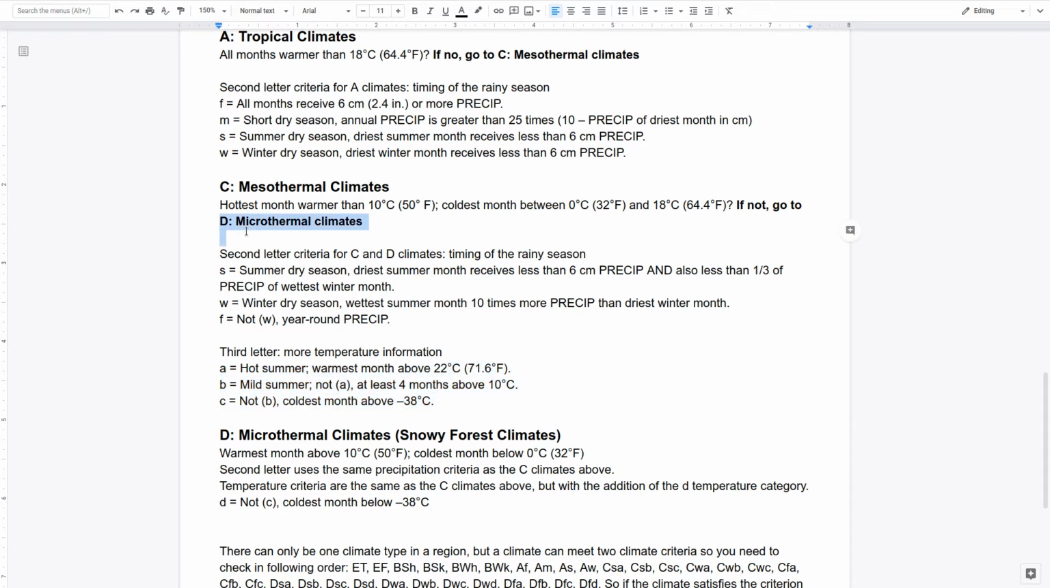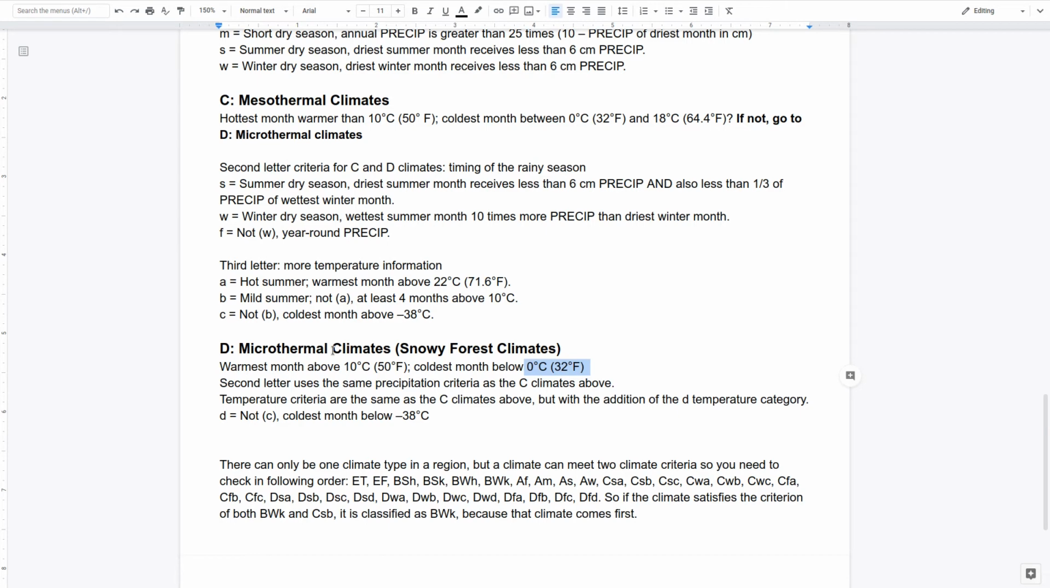If you're not a C climate, at this point, you can only be a D climate. The warmest month is over 10 Celsius. The coldest month is below 0. If it meets those criteria, it's a D climate. And then we have to figure out the second letter. It's the same criteria as the C climates to figure out the timing of the rainy season. And then the third letter, A, B, C, and D.